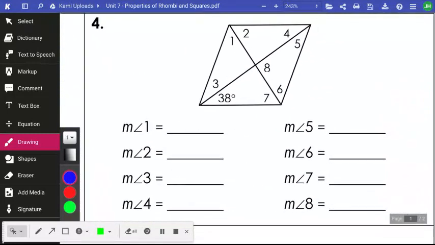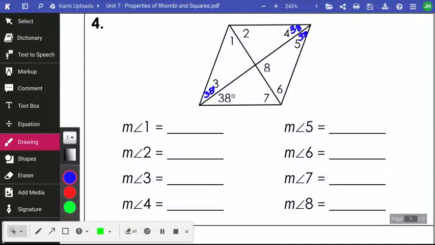Number 4, we're just going to look at angles now, where we were looking at segments. So we have 38 degrees, and that's the only piece of information they gave us, except for the fact this is a rhombus. So if I work my way around, I'll be able to find different pieces. If I know that this is 38, then this also has to be 38, because the angles have been bisected and opposite angles are equal. So this is 38 and this is 38.